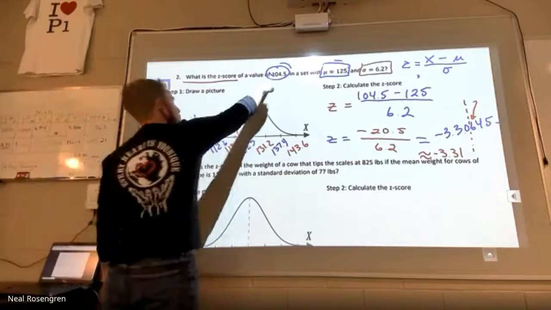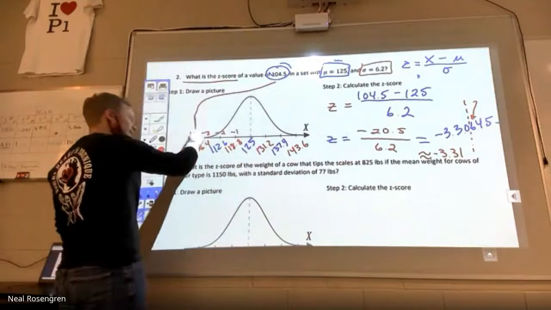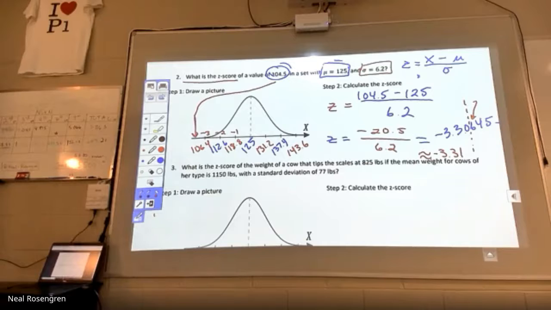How did we know that? Because 104.5 is less than 106.5. So it kind of feels nice to be able to draw that picture out and have the z-score kind of back that spot up. And I mean, that is definitely an outlier.